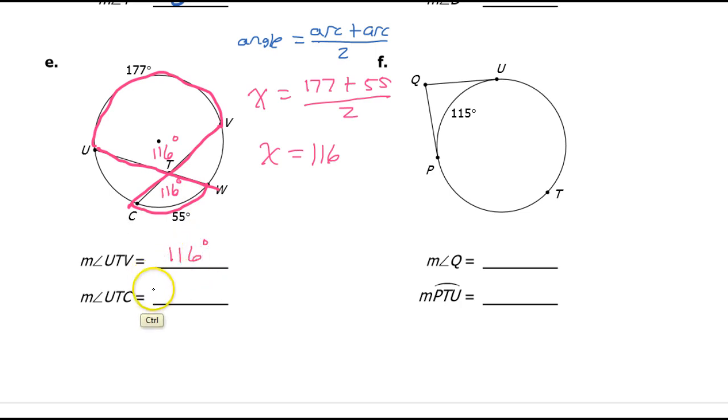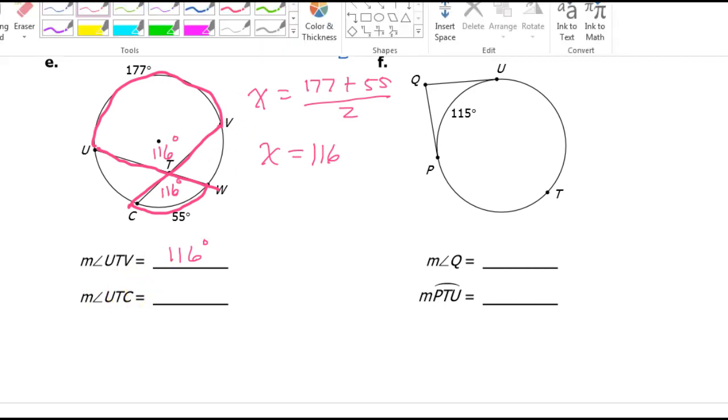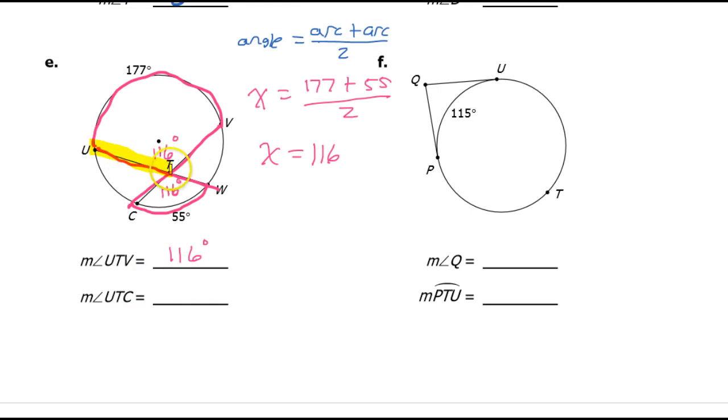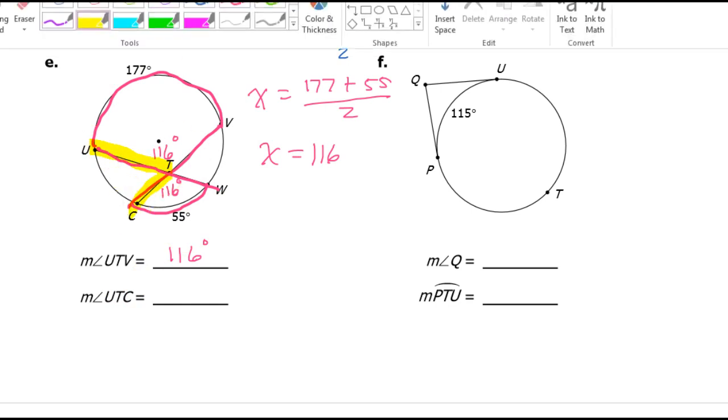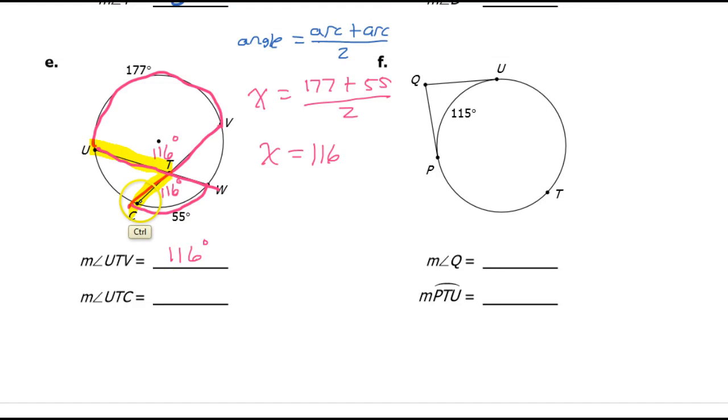116. Now, they also want angle UTC, which is this angle right here. So Charlie, how can I find angle UTC, the angle I just highlighted in yellow? Or let me know if you need a hint. Could you do the same formula? Or no? I don't, at the moment, have these arcs that are on the sideways. I could probably figure them out. There's a quicker way.